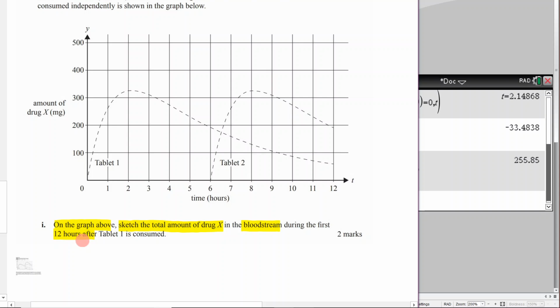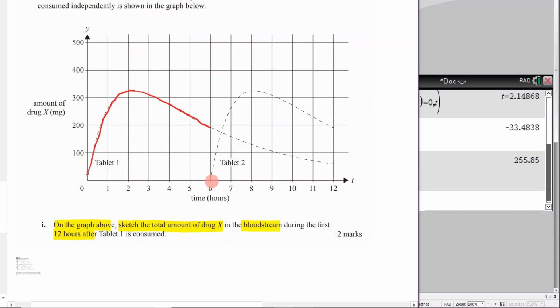Now, to answer this question, there are 2 ways we could approach it. We can use our CAS, or we could just do addition of ordinates to roughly give this a sketch. What we definitely know is that we're sketching the total amount of drug X. The very first thing we can immediately recognize is that for the first 6 hours, the total amount of drug in the body is simply going to be this first wave right here. And then this is going to stop at t equals 6 because that's when they consume the second tablet.